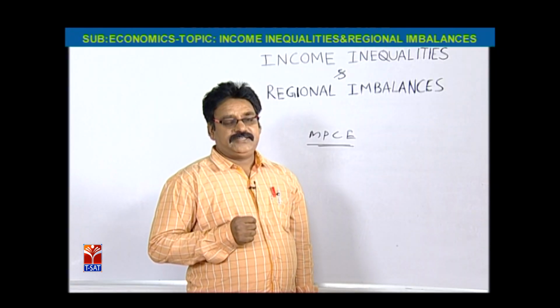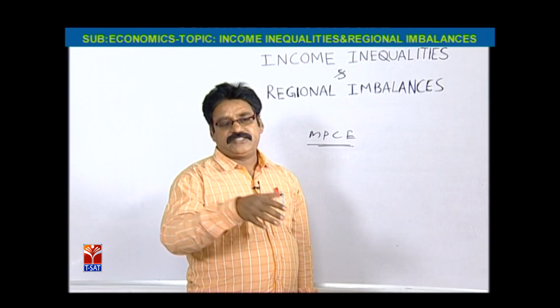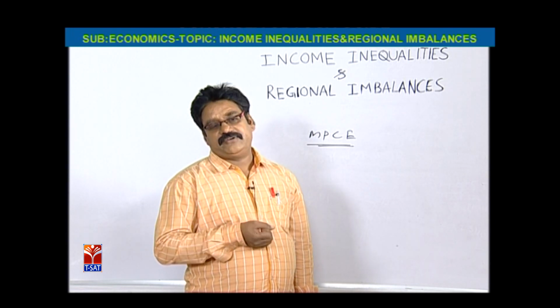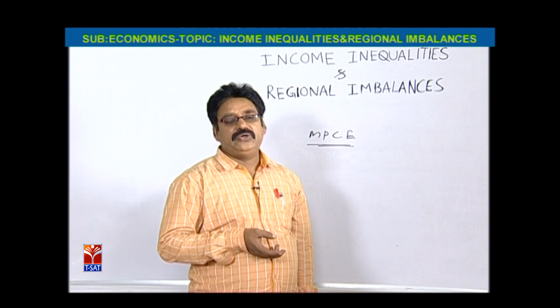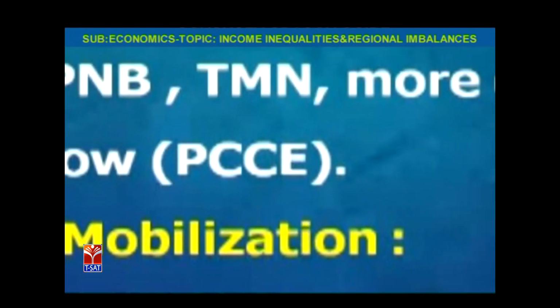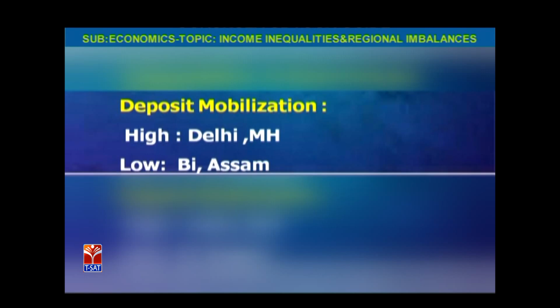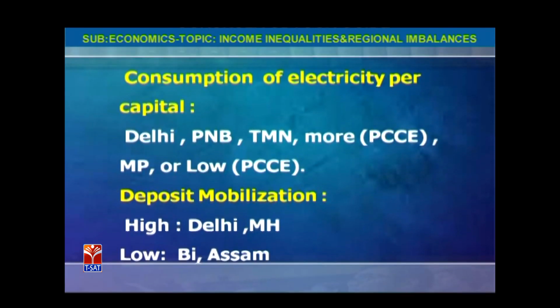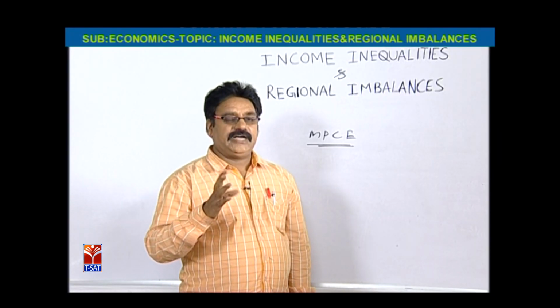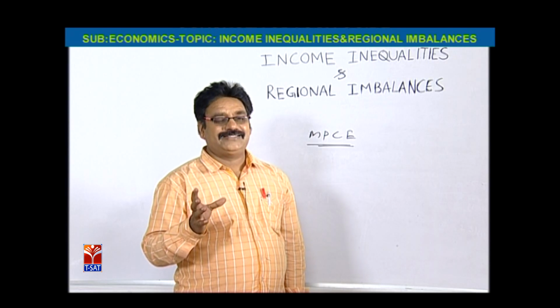In deposit mobilization, the developed states deposit more in the banks, and less developed states have fewer deposits. With the help of deposits also we can say some regions are developed. If we observe deposit mobilization, Delhi and Maharashtra are very high. In the low category, Bihar and Assam show low deposit mobilization. And these are the indicators of regional imbalances.